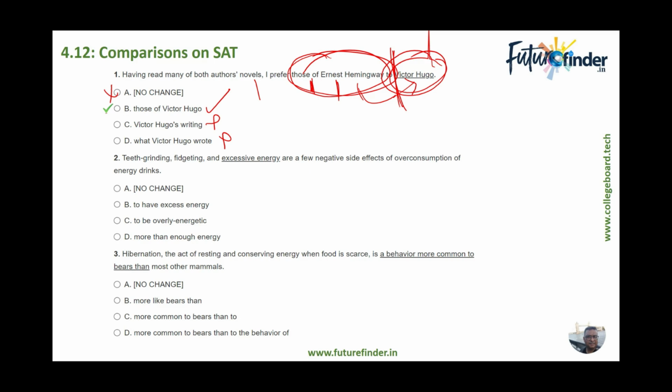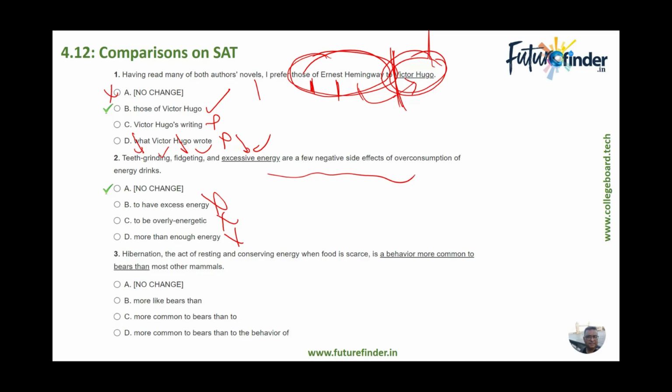Teeth grinding, fidgeting, and excessive energy are a few negative side effects of overconsumption of energy drinks. This is a simple parallelism question. Teeth grinding, fidgeting, and excessive energy seems to be okay. So the correct answer probably could be no change because the sentence should be correct. Let's see, have excess energy, incorrect. To overly energetic, absolutely incorrect. So the answer has to be A.